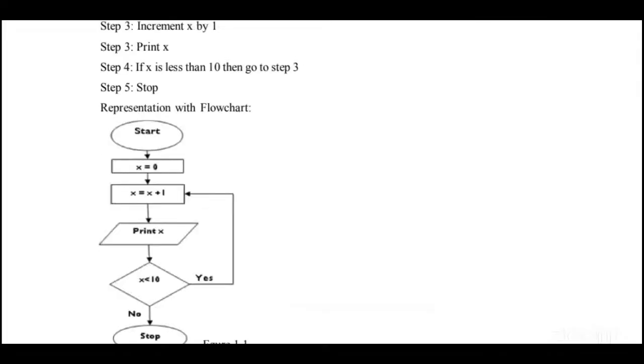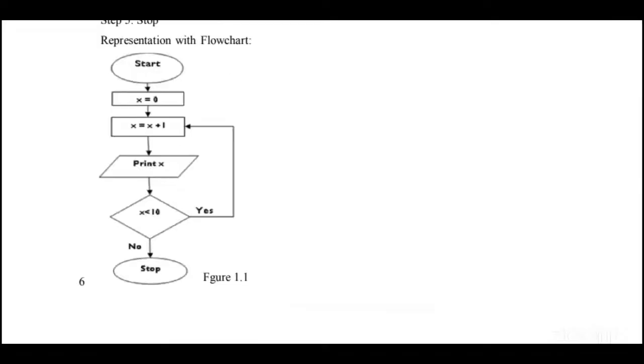In the flowchart representation, it is start, x equal to 0, x equal to x plus 1, print x. If x is less than 10, then yes, so it will go to the increment x equal to x plus 1 arrow. Then come down, and again if x is less than 10, go for the print. Like this, all the numbers will be printed.